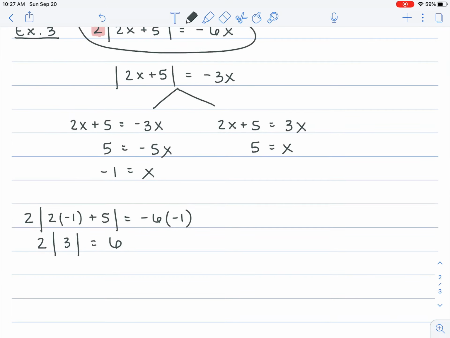The absolute value of 3 is just 3. 2 times 3 is 6. And so that is a true statement. So I would say yes, x equals negative 1 is going to work for us. Now we're going to try that 5. So same idea, we're going to plug it in.